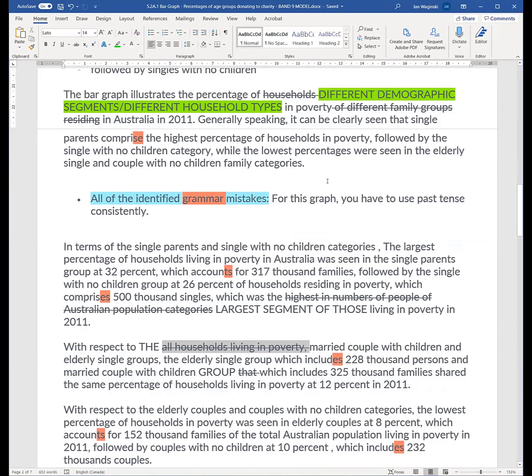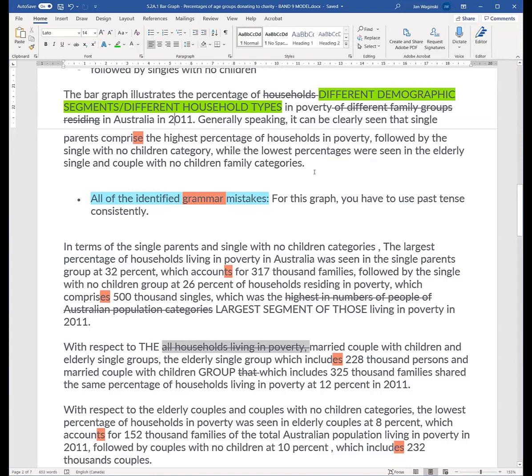Okay. So the bar graph illustrates the percentage of different demographic segments in poverty in Australia in 2011. So this construction is actually quite a bit simpler than the one that you were using. Right. Okay.